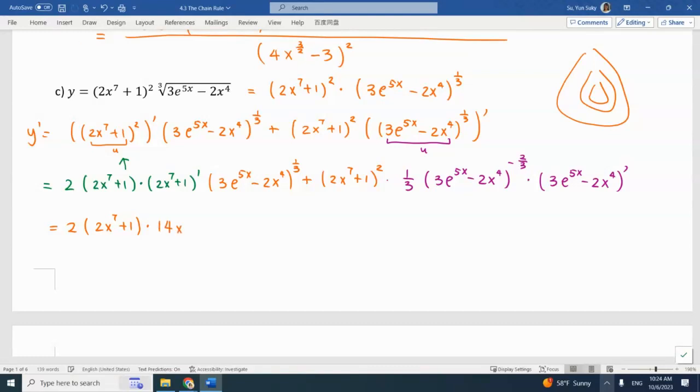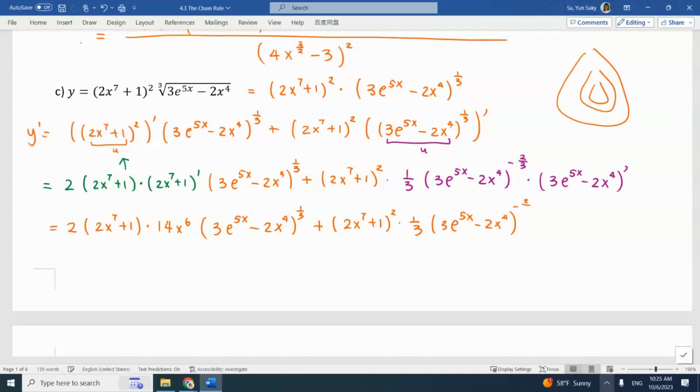Yes, 14x to the 6. And what is the derivative of 1? 0, yes. So this is it. We continue to copy the factors with no prime. So 2x to the 7 plus 1 squared, and this is 1/3, 3e to the 5x minus 2x to the 4 to the negative 2/3.